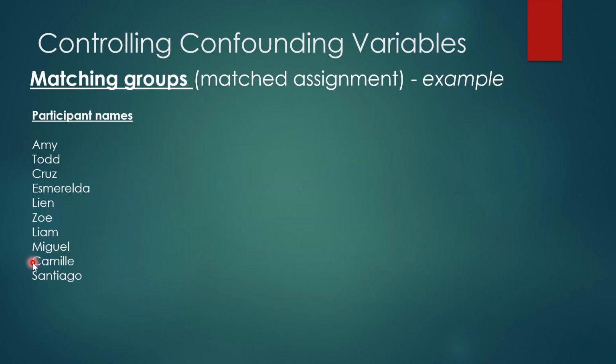And now for an example. Here are my 10 participants, and it's only 10 participants just for the ease of demonstration. So the first thing I have to do is decide, is there a variable that I think could become a confounding variable? And if so, I have to measure that. So here I've chosen IQ, and I've gone ahead and measured it, or I've had those measurements from some previous study or school event or something like that. And then I have to match these individuals.